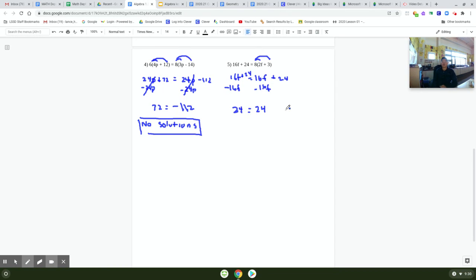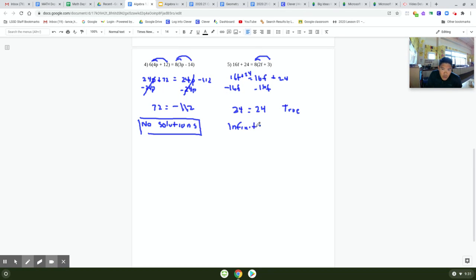So again, we have a special case because the variable completely goes away, but instead of your solution being no solutions, since this statement is always true, 24 is equal to 24, definitely true. Something is always equal to itself. That's supposed to be true. So then our solution is either infinitely many solutions. You could also say identity. Either would be correct.